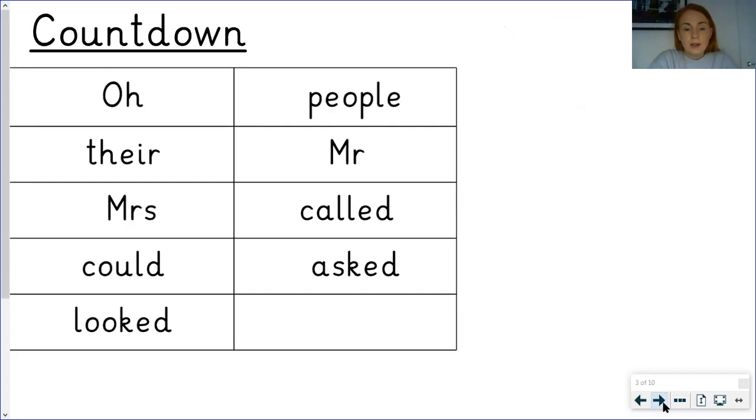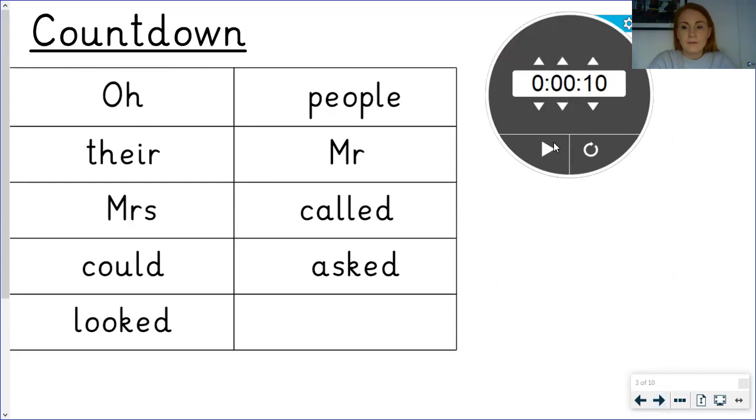Okay, back to our tricky words. You should be fairly familiar with these. Let's see how quickly we can read them. Are we ready? Off you go. Okay, how quickly did you read them? And I want you to pause the video and just use one of those words, maybe one that you've not used so far, and write it in a sentence for me. Can you extend that sentence with when, if, but? Can you use commas or expanded noun phrases using one of those words?